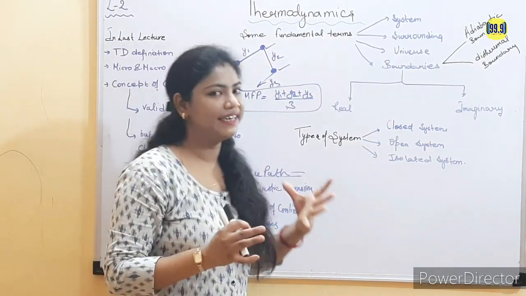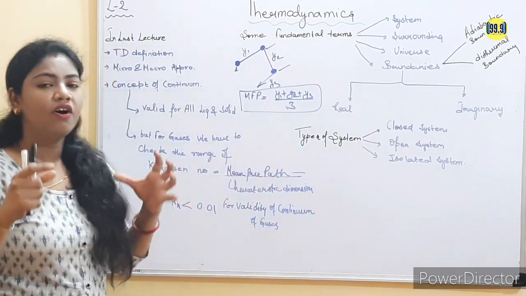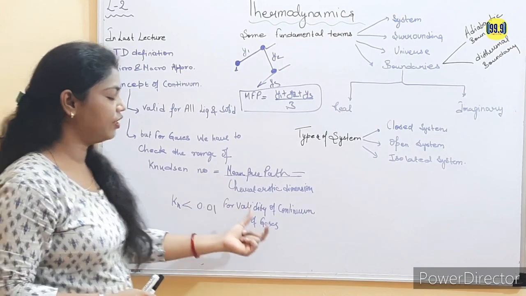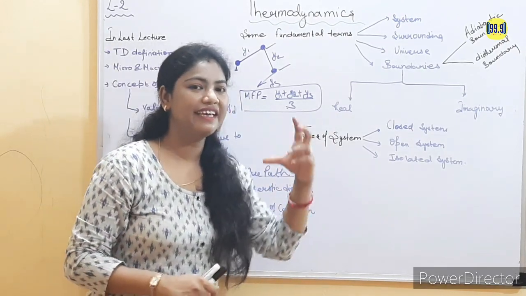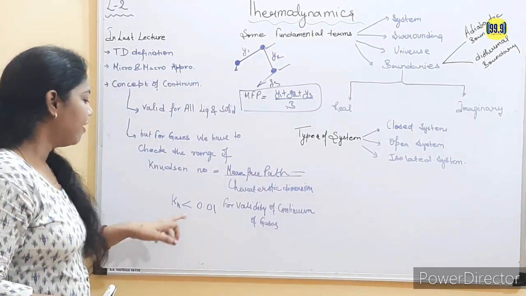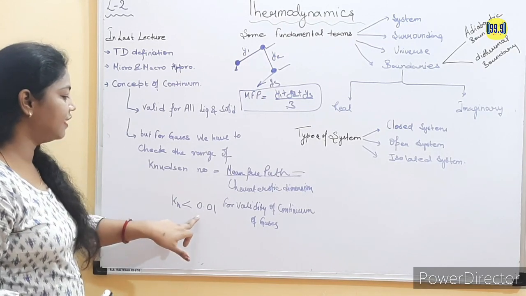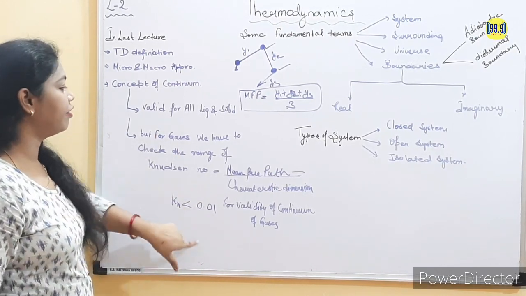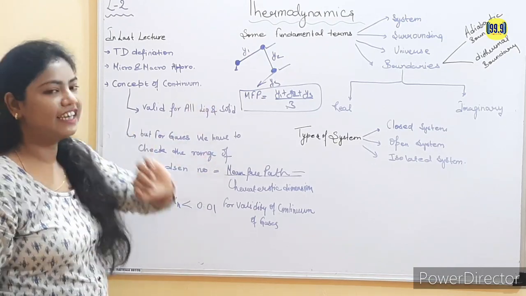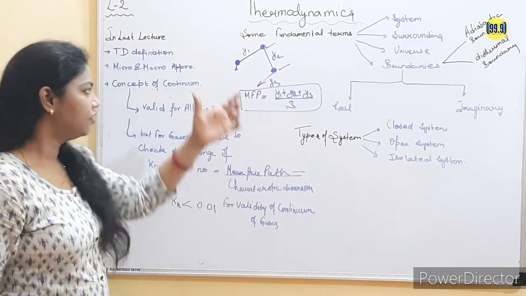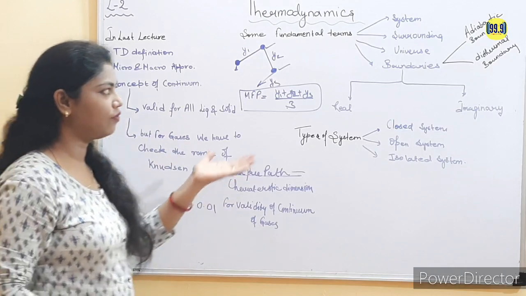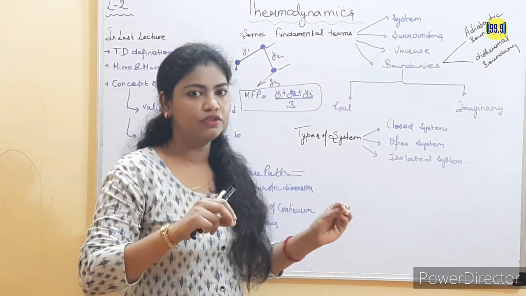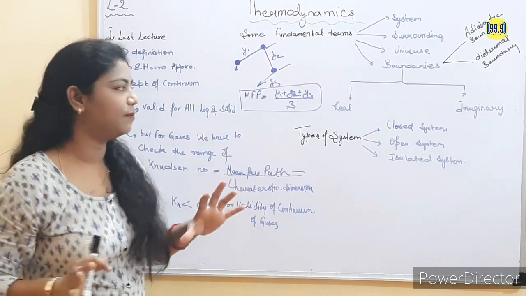So what is the range? What is the range of the Knudsen number for which the concept of continuum is valid for gases? If the Knudsen number is smaller than 0.01, then only the concept of continuum for gases is valid. Okay, so that is all about the concept of continuum and the introduction part of the microscopic and macroscopic approach.